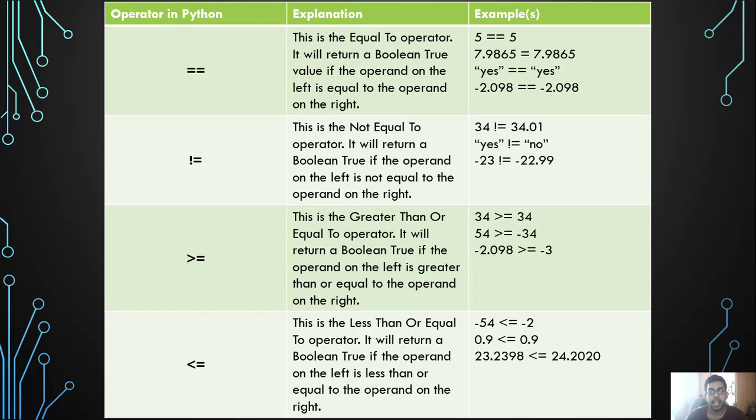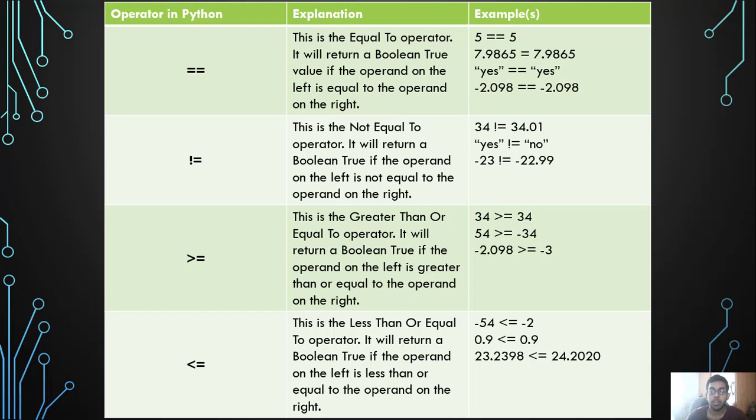Less than or equal to. This is the less than or equal to operator. It will return a Boolean true if the operand on the left is less than or equal to the operand on the right. Negative 54 is less than or equal to negative 2. 0.9 is less than or equal to 0.9.